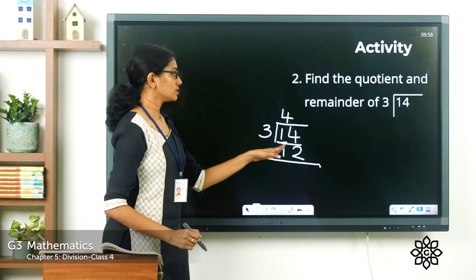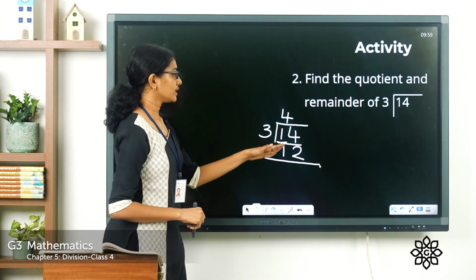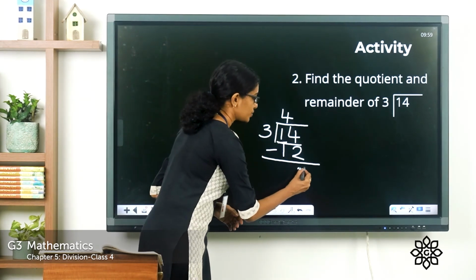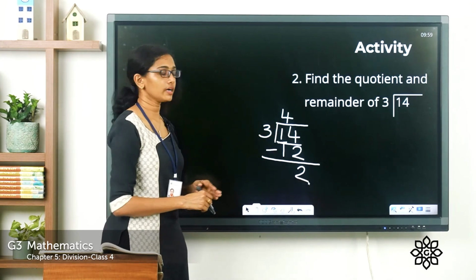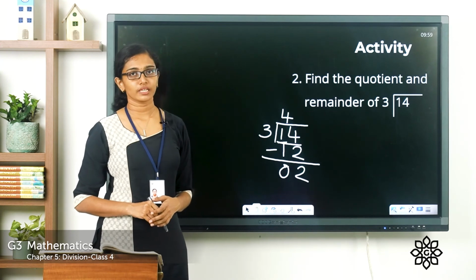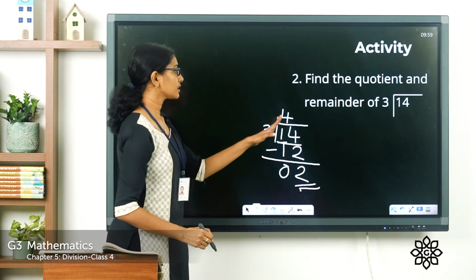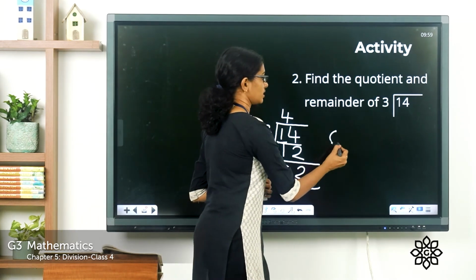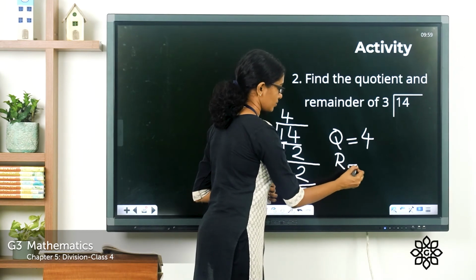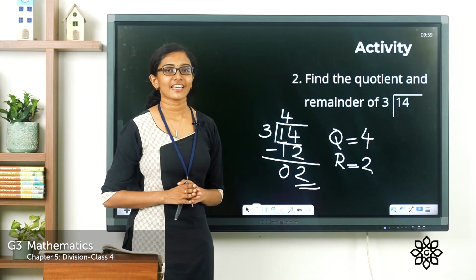Now make sure you are writing the digits in the proper places. So now let's subtract these two numbers. 4 minus 2, which is equal to 2, and 1 minus 1 is equal to 0. Now, is there any more digit to bring down? No, right? So let's stop the division right there, and we have got the quotient Q equal to 4 and R, the remainder, equal to 2. Hope you got the answer correct.